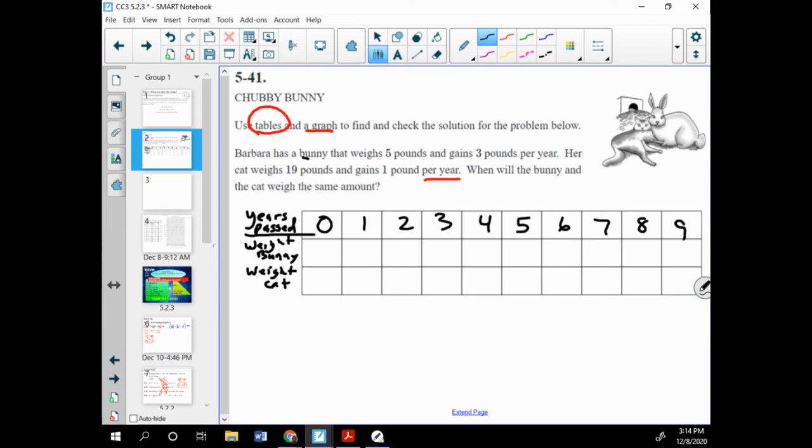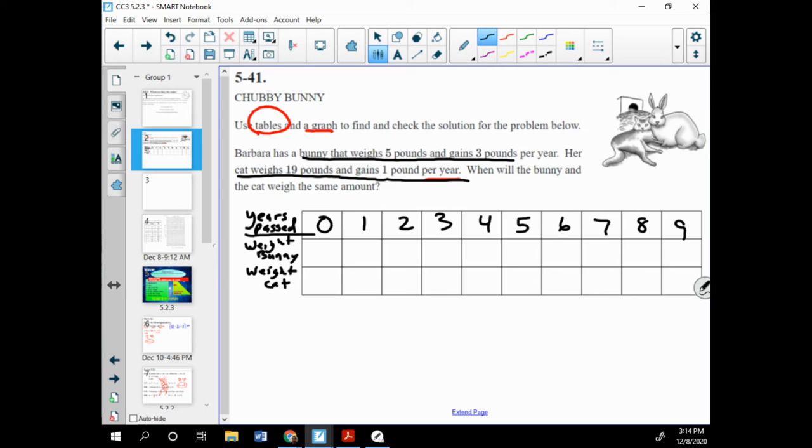Now, we see the bunny weighs 5 pounds and gains 3 pounds a year. So I want you to finish filling out this table. Oh, and sorry, the cat weighs 19 pounds and gains 1 pound per year. So finish the table. When you're done, come back here and let's compare our answers and see what you got. So pause the video and fill it out, then unpause it when you're ready, and I'm gonna fill it out here too.